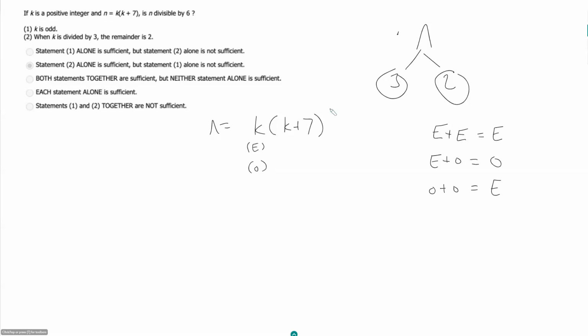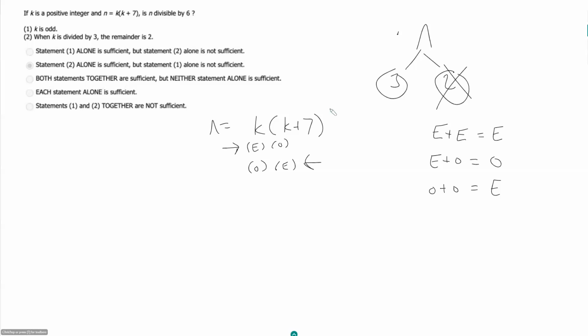If k is even, k plus 7 will be an even plus 7, which is odd. And if k is odd, k plus 7 will be an odd plus an odd, which is even. What you should notice is that no matter what, n is going to contain an even factor, which means it's going to contain a multiple of 2, and therefore n will contain a 2. So we know we have our 2 already.